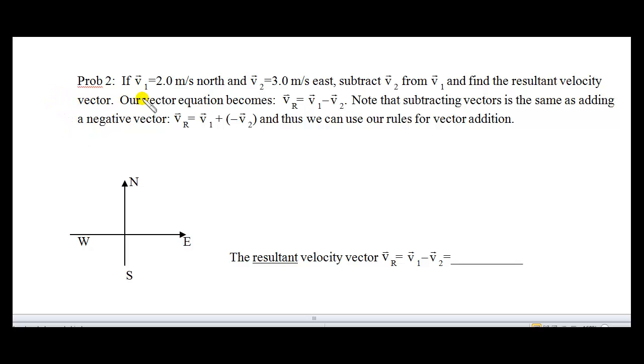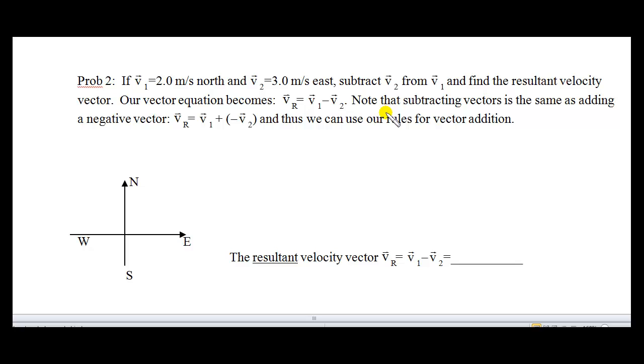Here's another problem. Suppose we have a velocity vector, v sub 1, going 2 meters per second north, and then another velocity vector, v sub 2, 2 meters per second east. What we want to do is subtract these two vectors to find our resultant. Our vector equation becomes v sub r equals v sub 1 minus v sub 2.